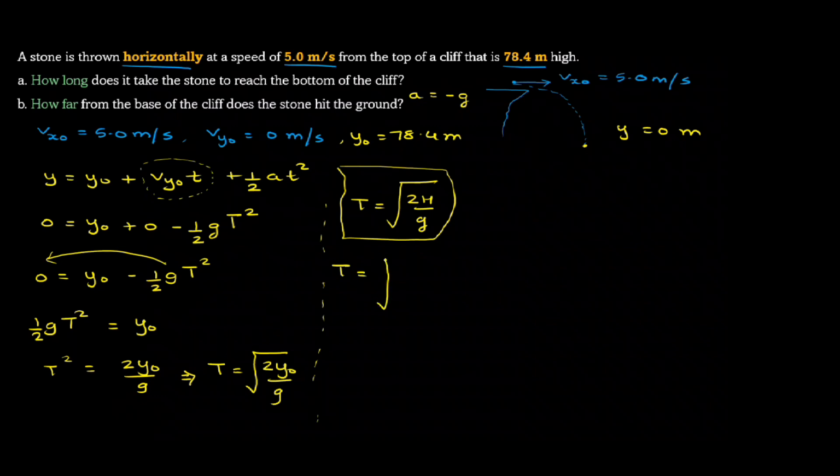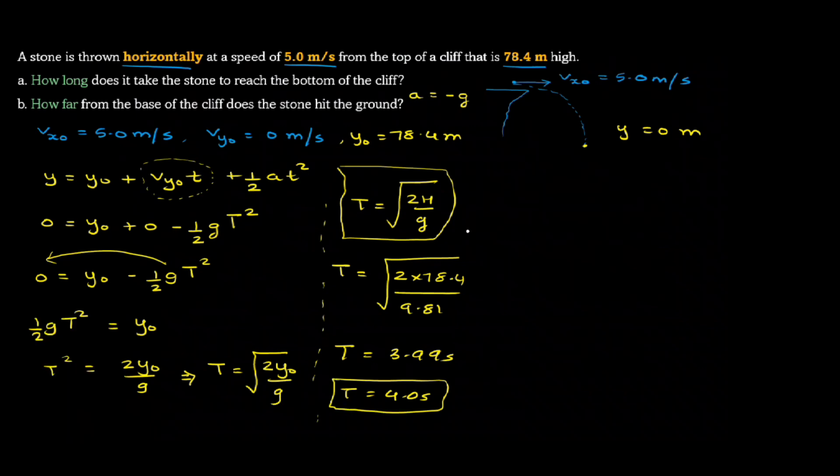T will be equal to square root 2 times 78.4 divided by 9.81. And when you solve this, you get the time of flight t as 3.99 seconds, which you can round off to 4 seconds.